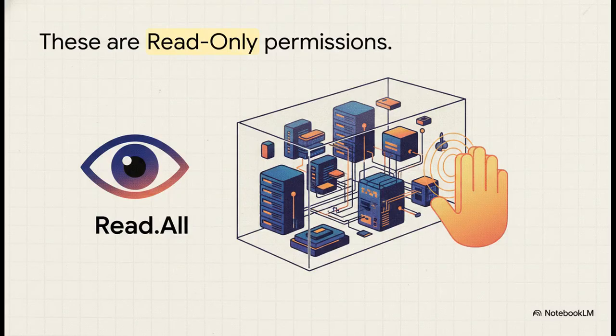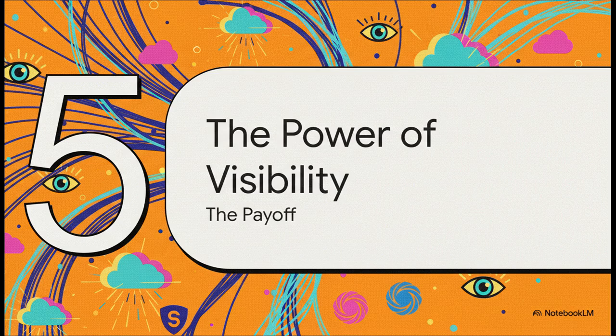And here's a point I really want to stress for all the security folks out there. Notice both of these are read-all permissions. They are strictly read-only. This means our connector has a key to look around, but it has absolutely no power to change anything, to delete anything, to modify anything in your environment. It can look, but it can't touch. And that brings us to our final section.